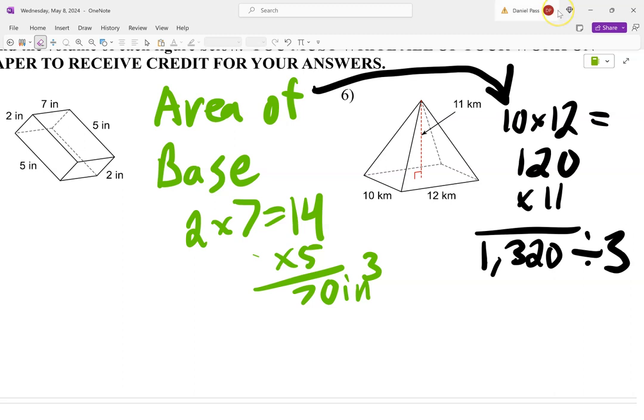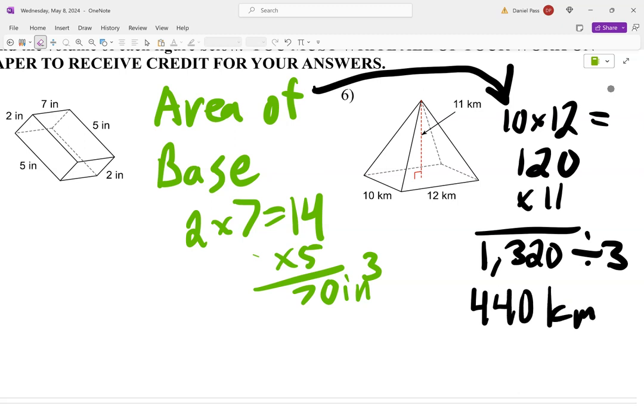Right. Now, why did you divide it by 3? Because it takes 3 pyramids to fill up a square. That's right. Good job. To fill a pyramid, you're trying to get the volume out. Actually, we should say a rectangular prism, but that's correct. And the answer is 440.